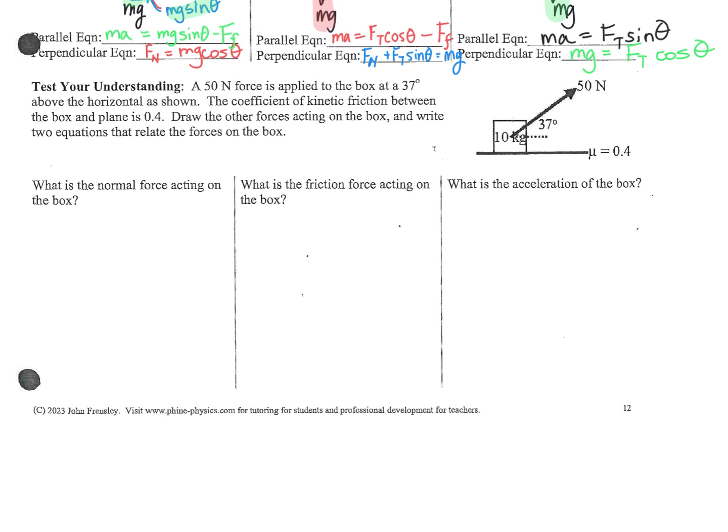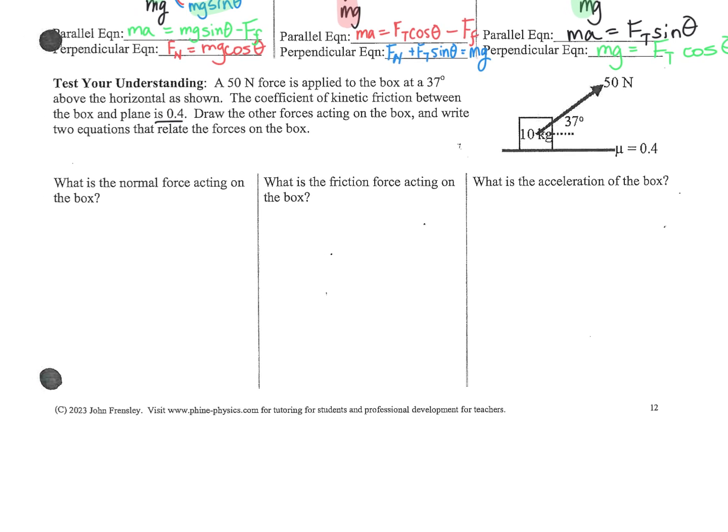So let's double check what we know here. We've got this system right here. It's being pulled at a 50 Newton force at a 37-degree angle. We've got a coefficient of kinetic friction, and that is 0.4. Draw the other forces acting on the box and write two equations that relate the forces on the box.